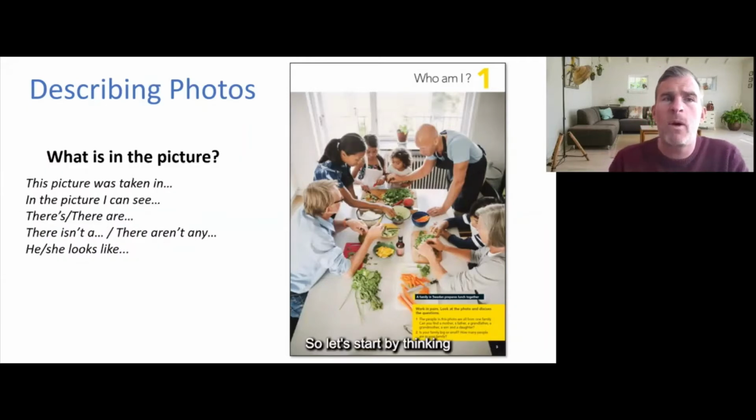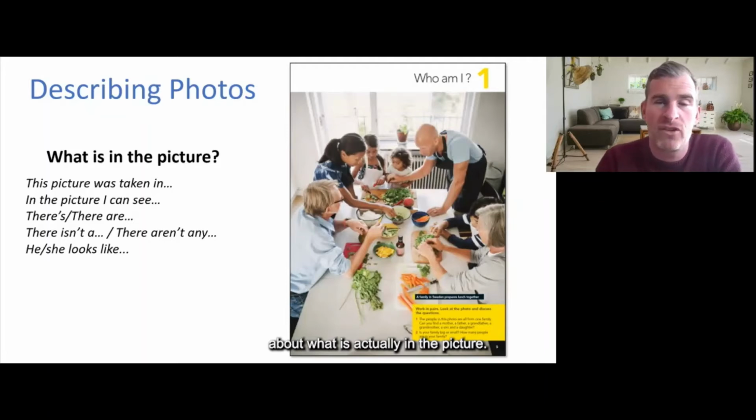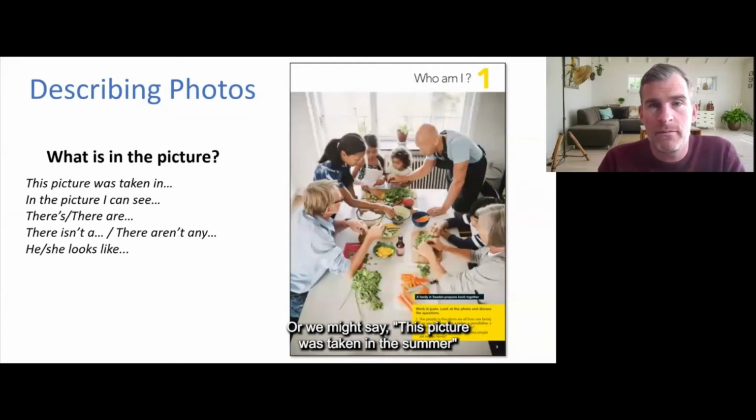So let's start by thinking about what is actually in the picture. Now, we often start by saying this picture was taken in, and it might be a country, it might be a town, it might be a place in your house. Or we might say this picture was taken in the summer, or this picture was taken last year or 2 years ago.